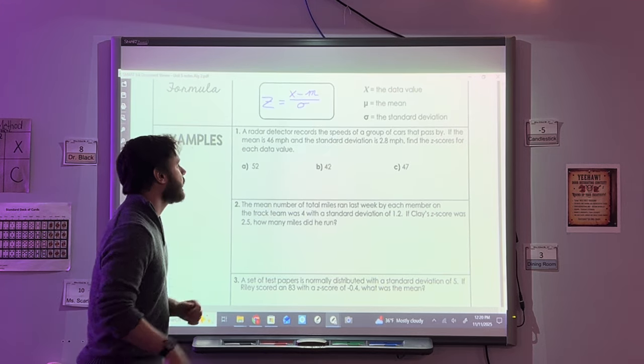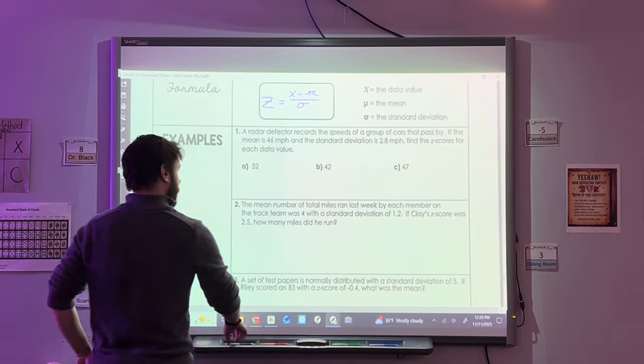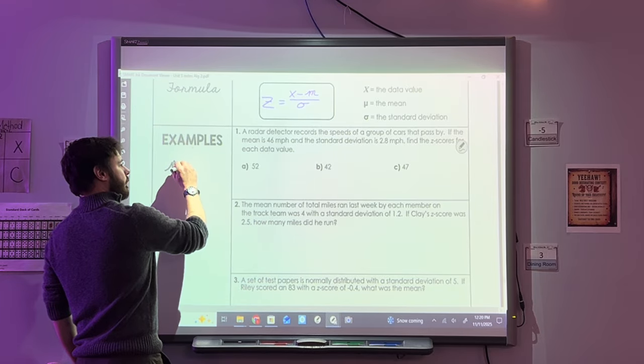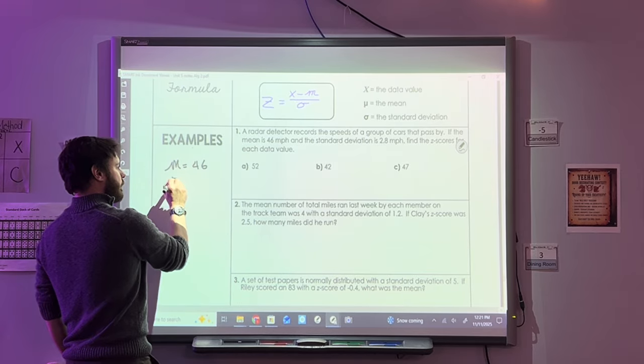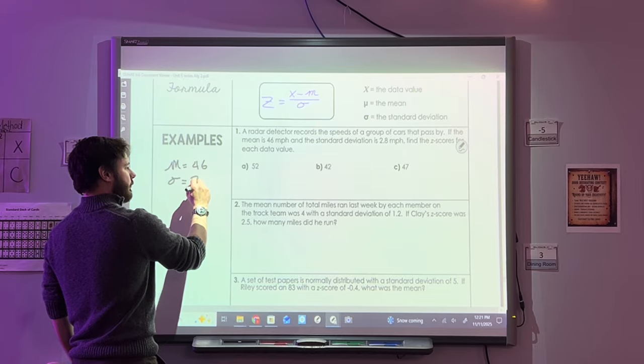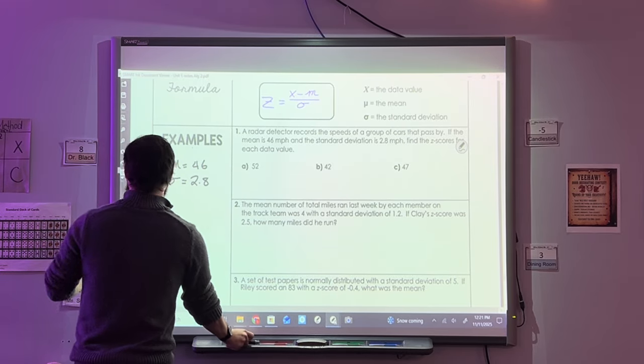So a radar detector records speeds of a group of cars. If the mean is 46, and the standard deviation is 2.8, find the z-scores for each of these values.